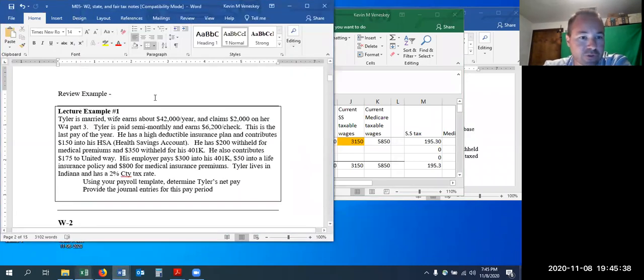Okay, let's look at the answers here. Tyler's married, wife earns $42,000 a year. So that's going to be important once we determine what Tyler makes this year. Tyler is married, wife earns, and claims $2,000. I should put on his, there we go, on his W-4 Part 3. Tyler is paid semi-monthly, earns $6,200 per check. He makes a lot of money. This is the last pay of the year.